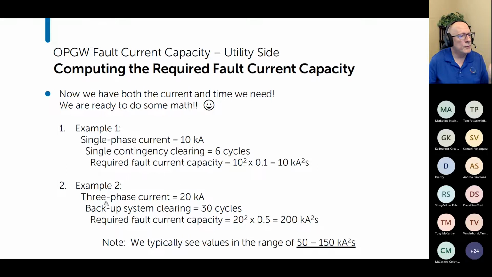Example number 2, the 3-phase current is 20 kiloamps. We're allowing for backup system clearing, which is 30 cycles to keep the math easy. So we get a required fault current capacity of 20 squared times 0.5 equals 200 kA squared seconds. So you've got a big difference here. Typically, here at NCAB, we see required values from utilities in the range of 50 to 150. A few lower, some higher.